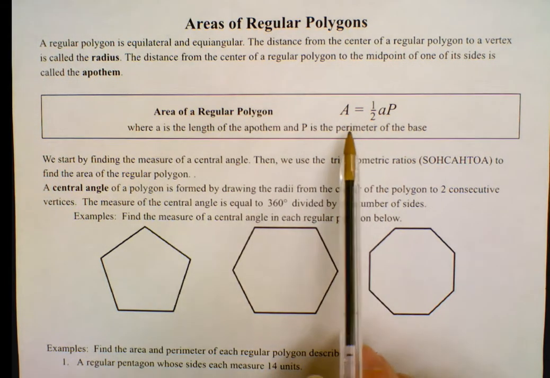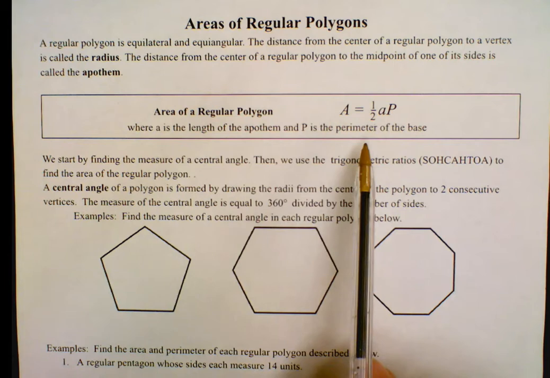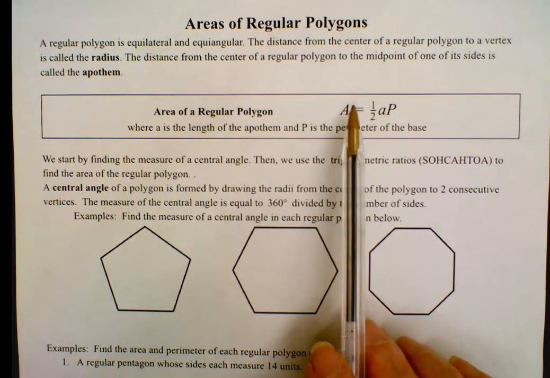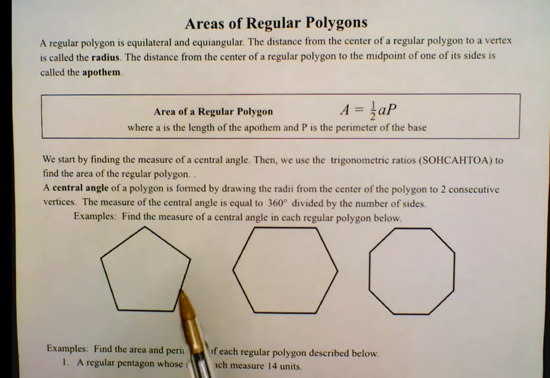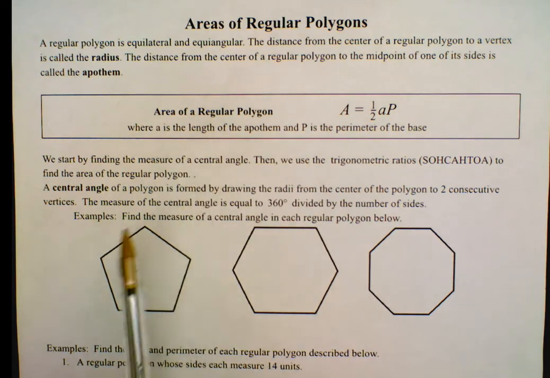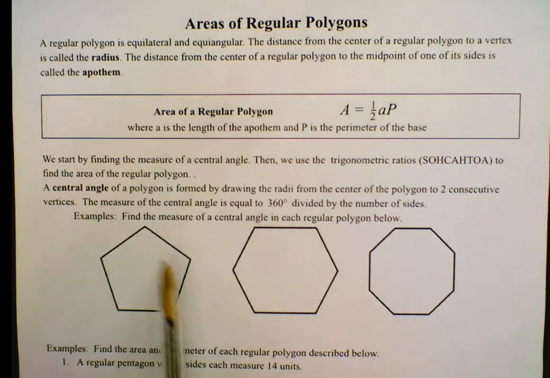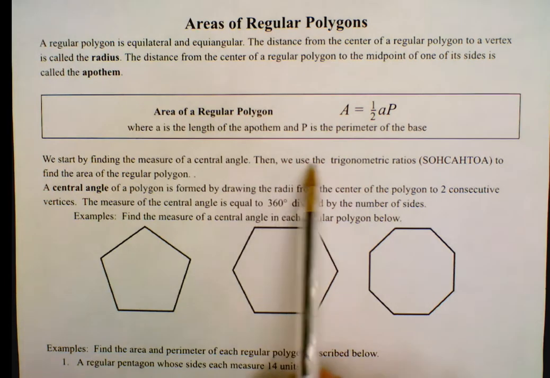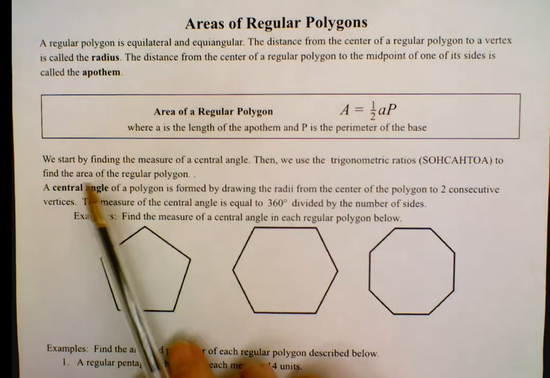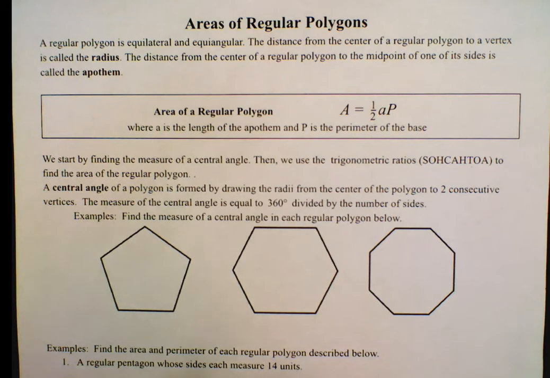Now, we've already had some experience with a and P throughout this chapter, so here we're just applying those values in another form to find the area of a regular polygon. For the process, you start by finding the measure of a central angle. We'll talk about what that central angle is in just a moment. Then we use the trigonometric ratios of sine, cosine, and tangent to find the area of the regular polygon.